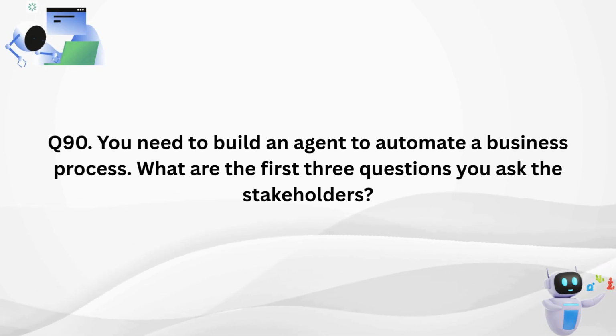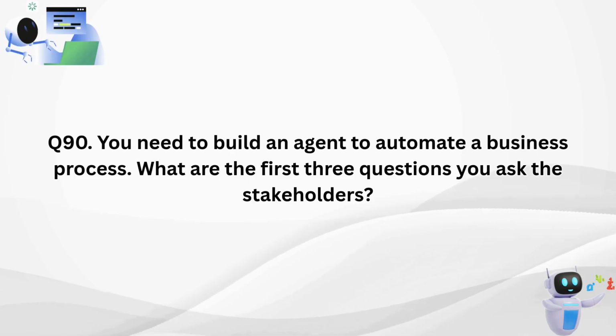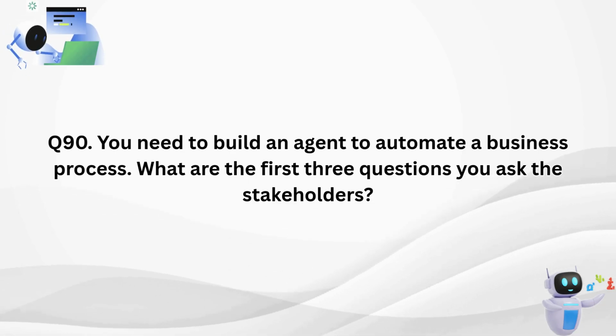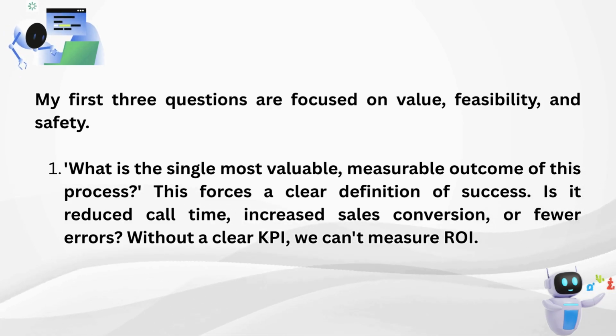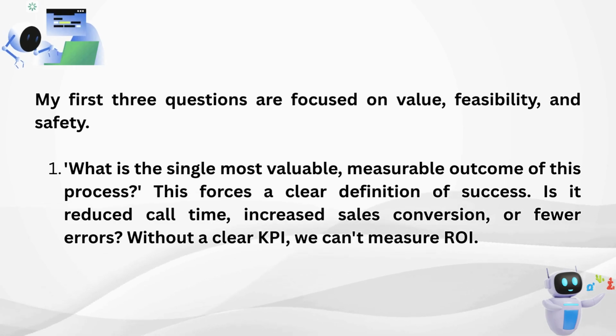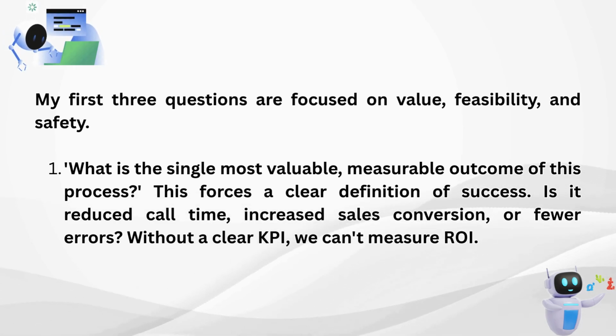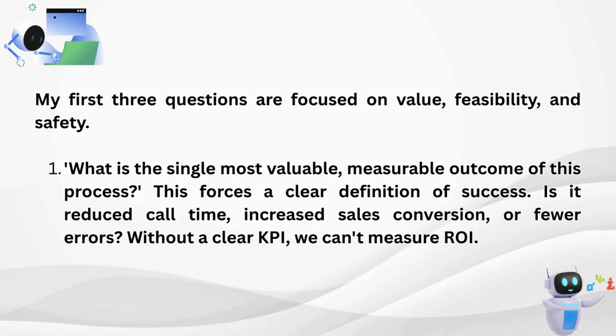You need to build an agent to automate a business process. What are the first three questions you ask the stakeholders? My first three questions are focused on value, feasibility, and safety. 1. What is the single most valuable, measurable outcome of this process?